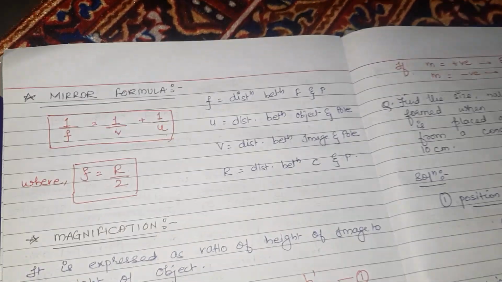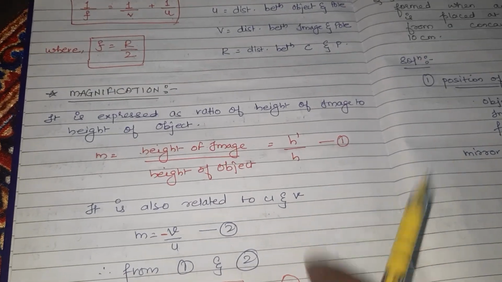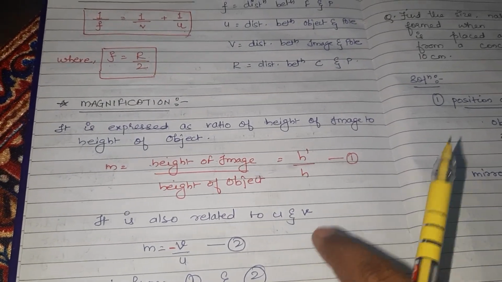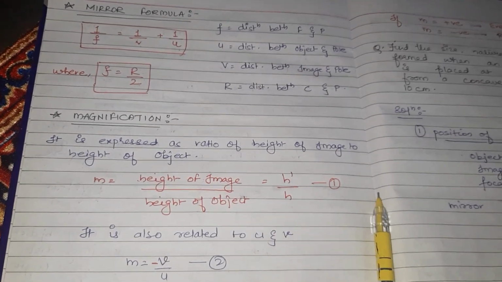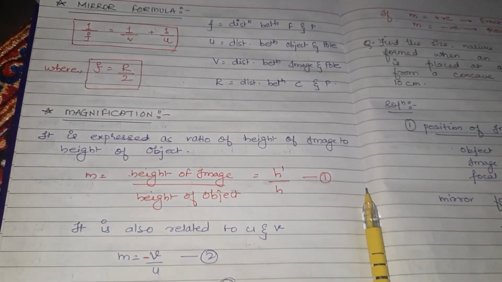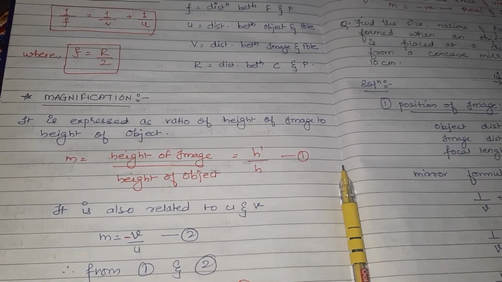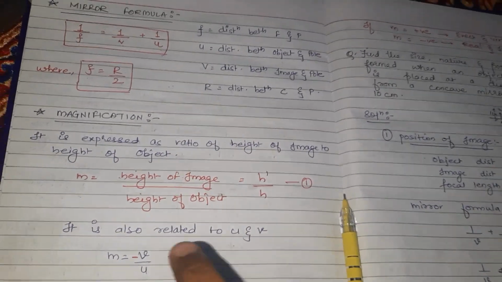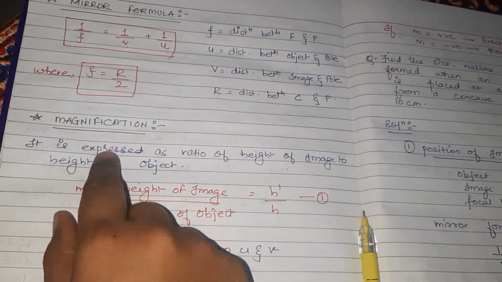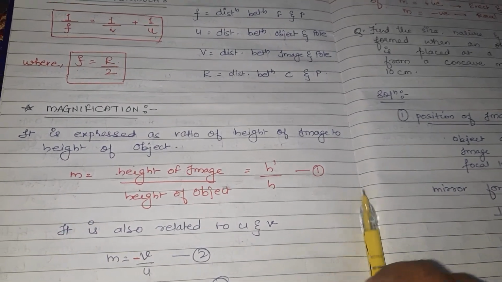Now next concept is magnification. This is also a very important concept, magnification. Why are we going to learn this concept of magnification? Because when any image is formed and you want to find out the size of the image, how are you going to find out the size of the image? With the help of the magnification concept, we can find out the height of the image formed.